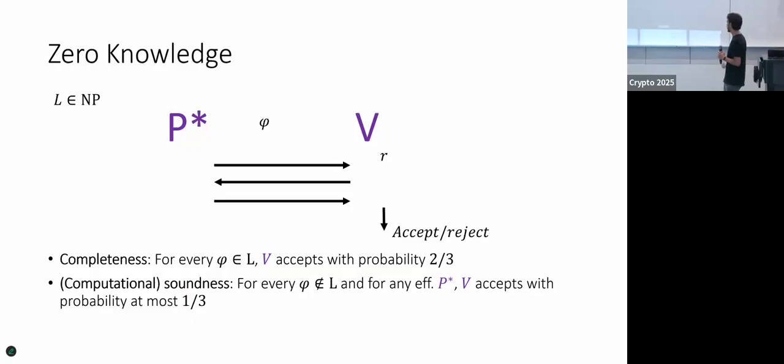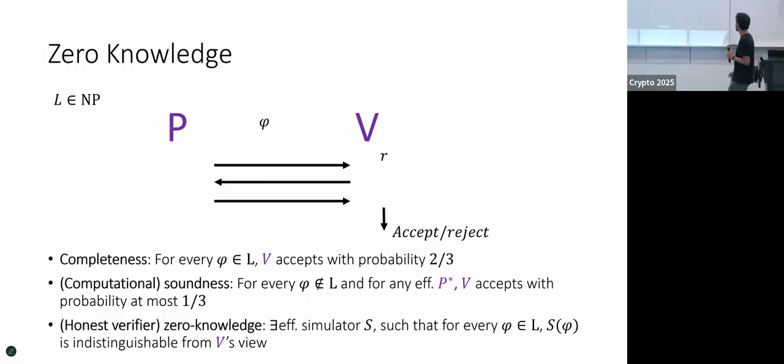And the last property is the zero-knowledge property, which says that there exists an efficient simulator that simulates the view of the verifier in this interaction. I only define honest verifier zero-knowledge, so I only want to simulate the honest verifier. And simulating the view of the verifier means simulating the randomness of the verifier together with the messages it gets in the interaction. So this is zero-knowledge proofs.